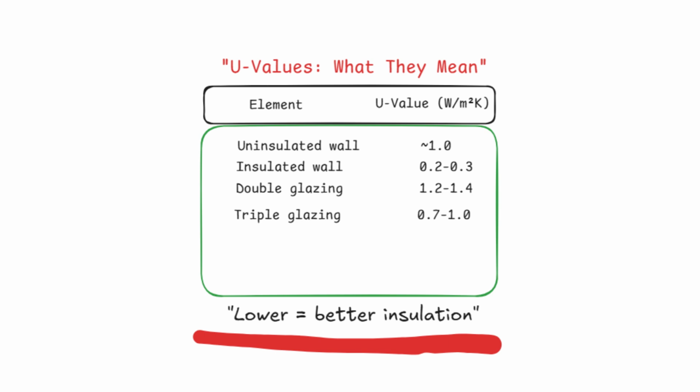Sixth, your outdoor design temperature. This is not the average winter temperature. It's the realistic worst case for your location. Southern UK, -3 degrees. Northern UK, -6 to -8. Eastern Europe, -10 to -15. Your system needs to perform at this temperature, not at the average.